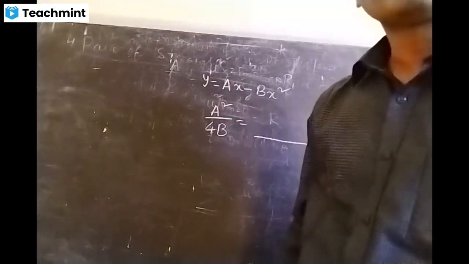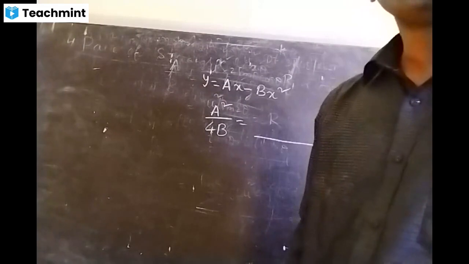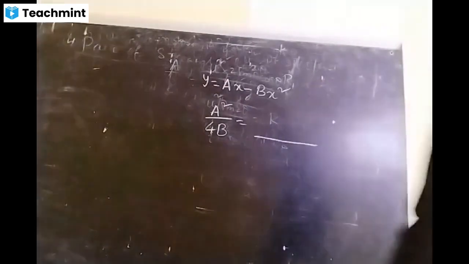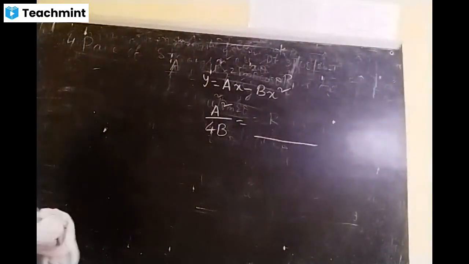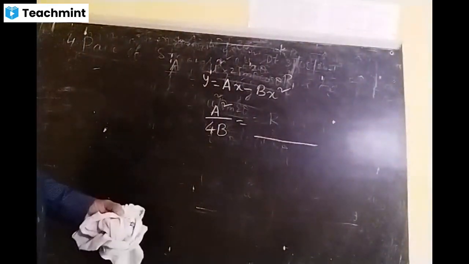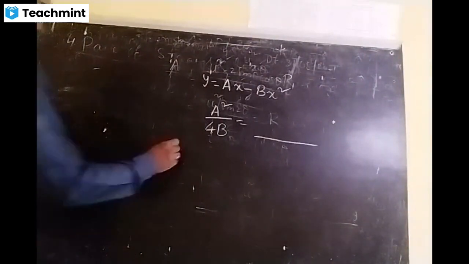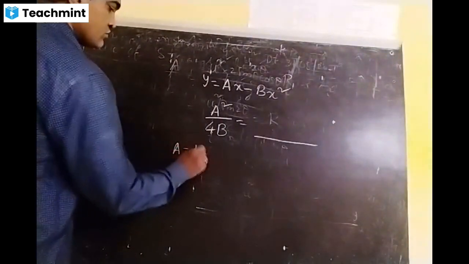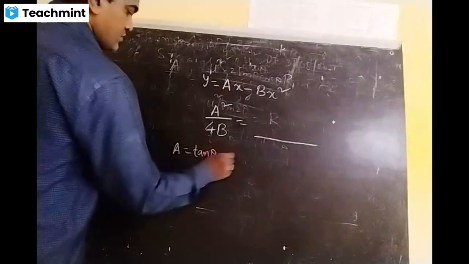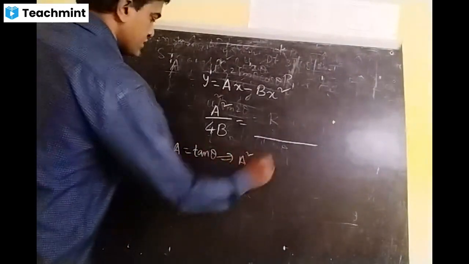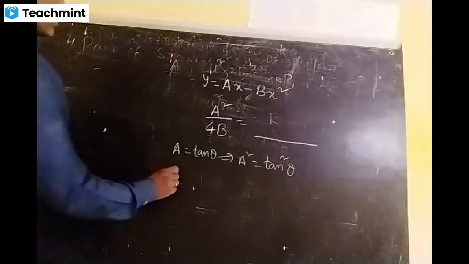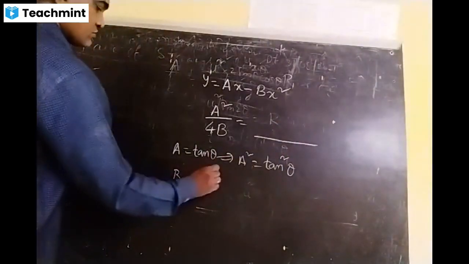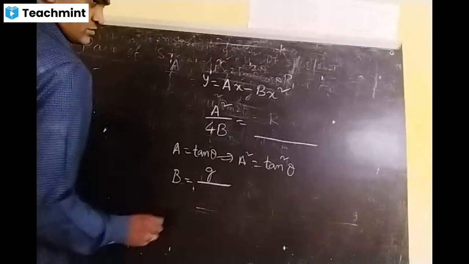A must be tan theta, and B must be equal to g by 2u square cos square theta. Can you solve this? Yes. So a is equal to tan theta, which implies a square is equal to tan square theta.